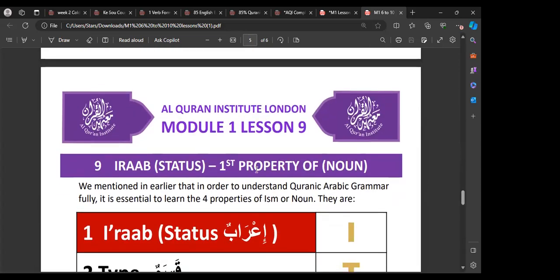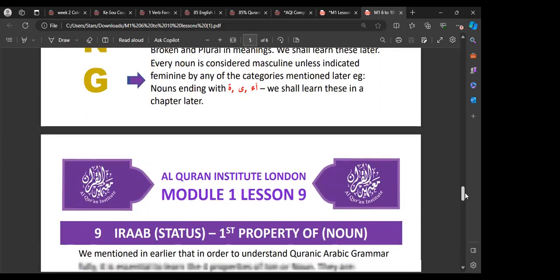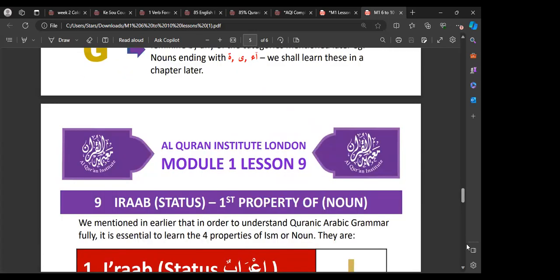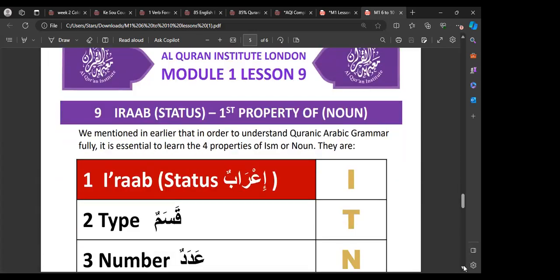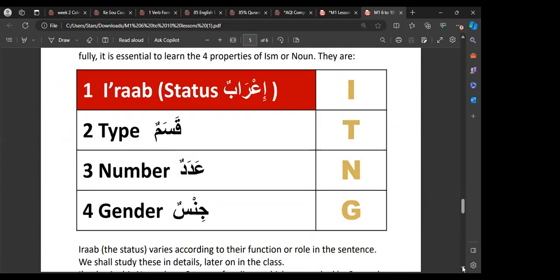I'rab status, the first property of a noun. This order, by the way, you have to memorize as well: ITNG. Bismillah. So we mentioned earlier that in order to understand Quranic Arabic grammar fully, it is essential to learn the four properties of ism. They are i'rab, qasmun, adadun, and jinsun. Type, number, and gender, ITNG.